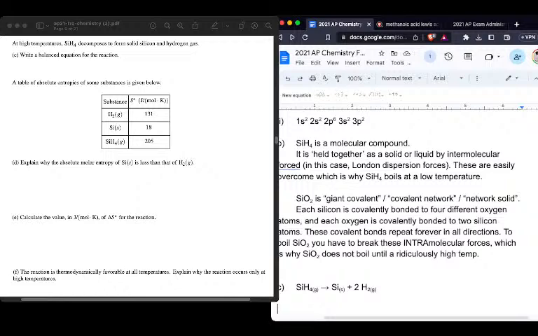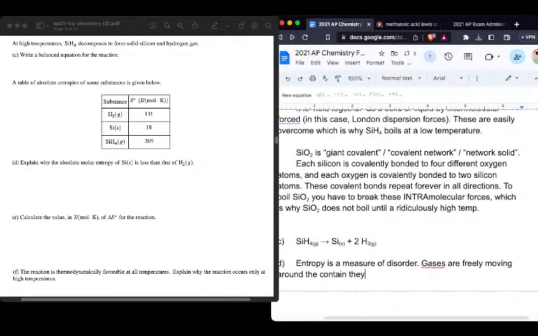A table of the absolute entropies is given below. Explain why the molar entropy of Si solid is less than H2 gas. Well, entropy is a measure of disorder. Gases are freely moving around the container that holds them. Some people will say lots of degrees of freedom of motion. So H2 gas has high entropy.